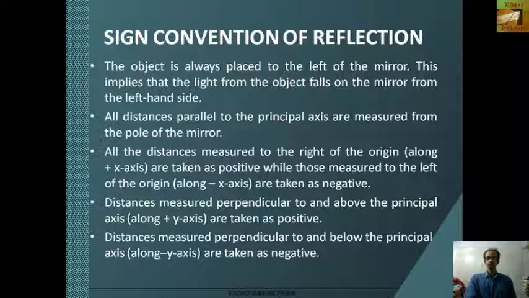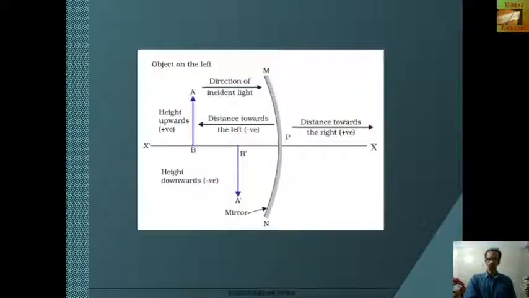These are shown in this figure. That is, in this case, height upwards means positive. When direction of incident light is positive, while distance towards the left in the case of reflected light is negative. And the image formed, which is inverted, is height downwards, then it is negative.